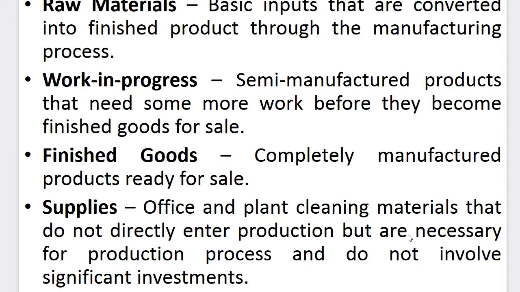Supplies, office and plant cleaning materials that do not directly enter production but are necessary for the production process and do not involve significant investments. So these are also considered inventory. So again, as I said in the beginning, the way we understand inventory would basically be influenced by the way our accounting system or accounting policy understands what inventory is. Some companies would not consider, especially these ones, for example, plant cleaning materials. Some companies would not include that, and they would directly be included as expenses. And some form part of the operation expense. Some form part of the cost of goods, especially if you are doing the perpetual type of inventory, right? So it really depends upon the way the company understands inventory.